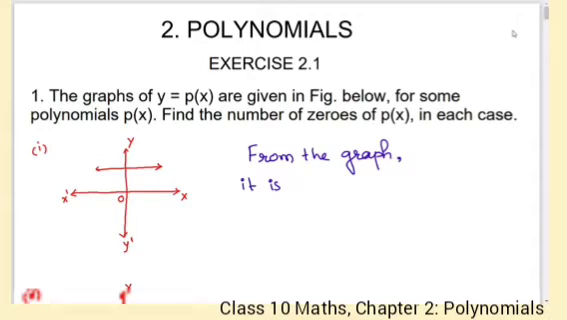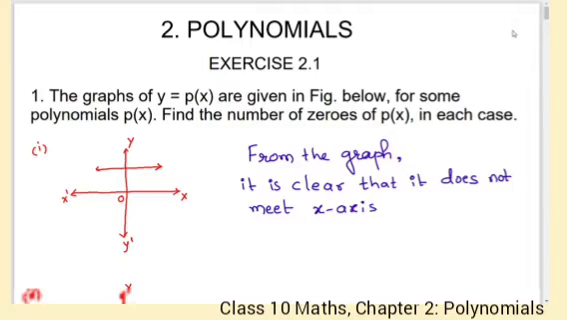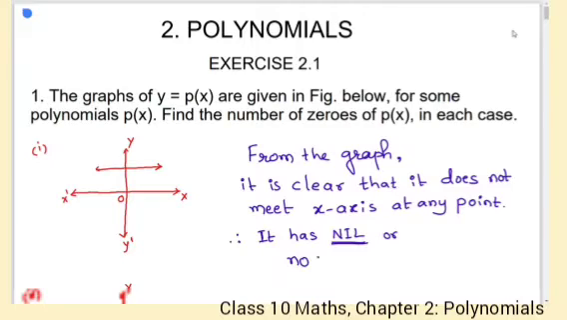So observe this figure. From the graph, it is clear that it does not meet the x-axis at any point. So here it has nil or 0 zeros, or you can say it has no zeros because it cannot touch the x-axis at any point.